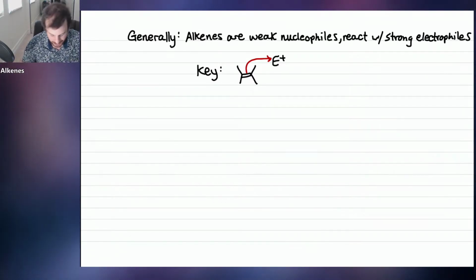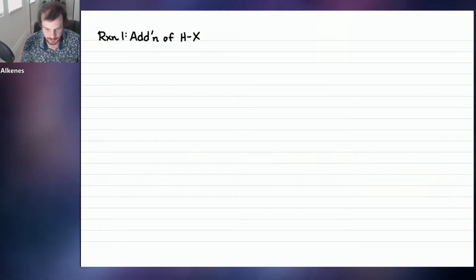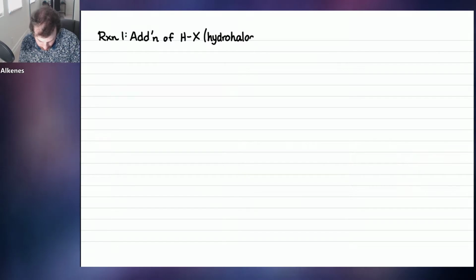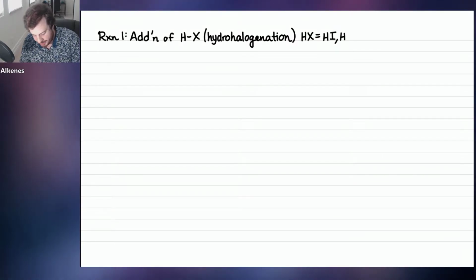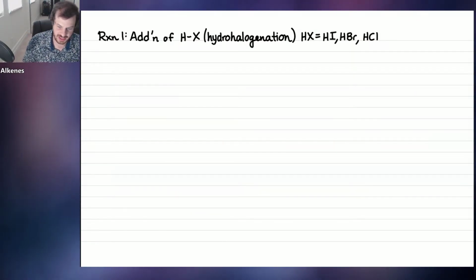All right, let's take a look at reaction 1. Now, reaction 1 is called, well, it's got a pretty boring name, addition of HX. It has another slightly more interesting name called hydrohalogenation. The reason is that we're adding hydrogen and a halogen. And HX is equal to hydroiodic acid, hydrobromic acid, or hydrochloric acid. It doesn't work with hydrofluoric acid, like many of the reactions in this class.